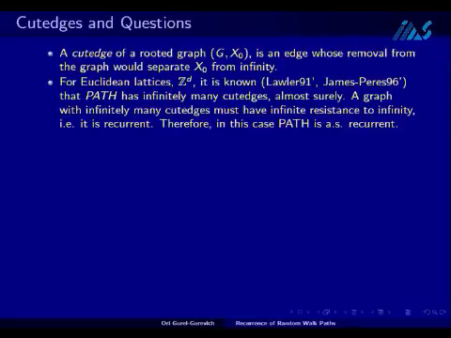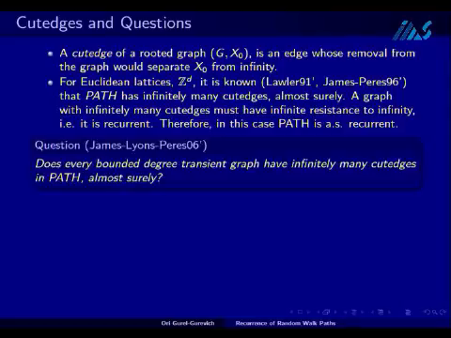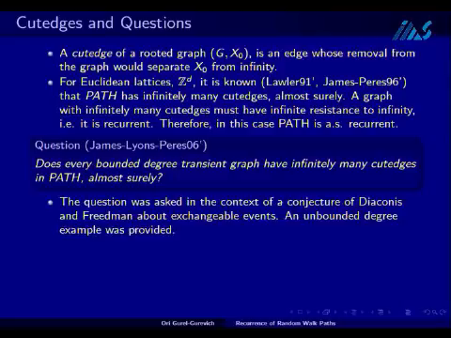So in a sense it was already known, but of course nobody said it like that, but it was known. So the natural question is whether this happens all the time. Maybe the reason that the path is recurrent is because we always have infinitely many cutedges, and this is not true in general. James Nansen first provided an unbounded degree example for this. It was not exactly phrased like this, but basically it yielded an unbounded degree example.